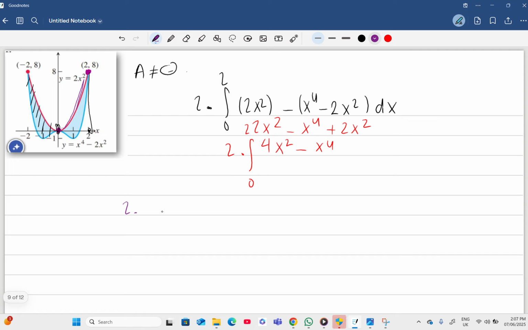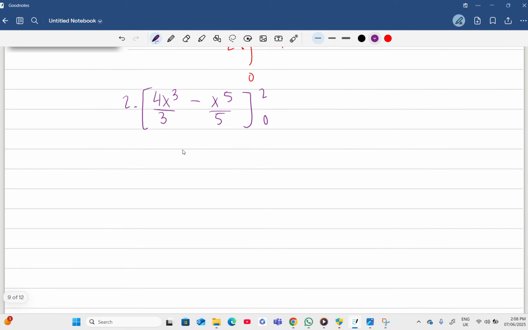Now let me integrate my function. It's going to become 4x to the power of 3 over 3 minus x to the power of 5 over 5, from 2 to 0. Now we're just going to keep the 2 aside. We're going to solve what's inside the brackets first. I'm going to do this because the doctor did not solve it fully in the PowerPoint.